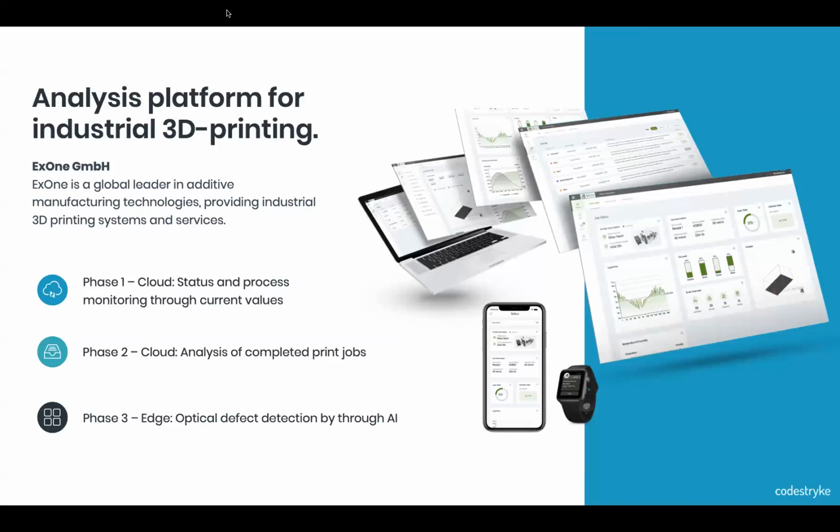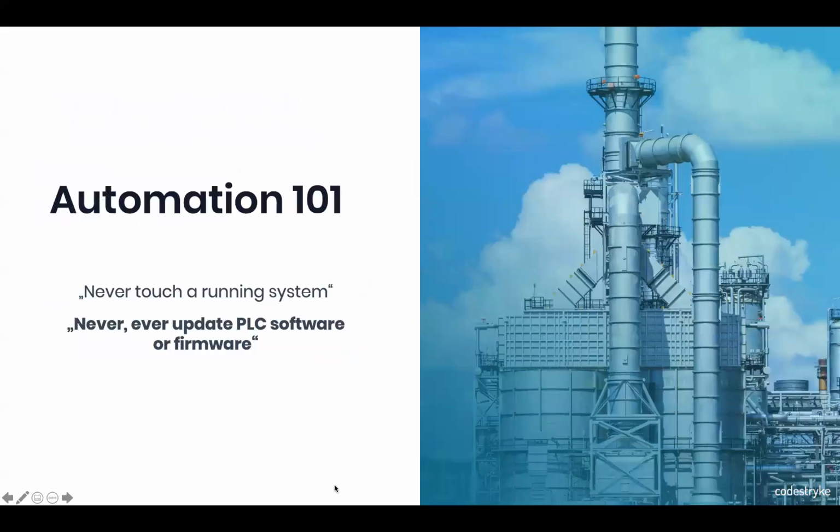Thank you. My name is Benedict, as already introduced. I think we'll start with the historic perspective from the automation world on doing any updates. The general rule in automation is never touch a running system, and especially never ever update PLC software or firmware. And you might now ask yourself why.